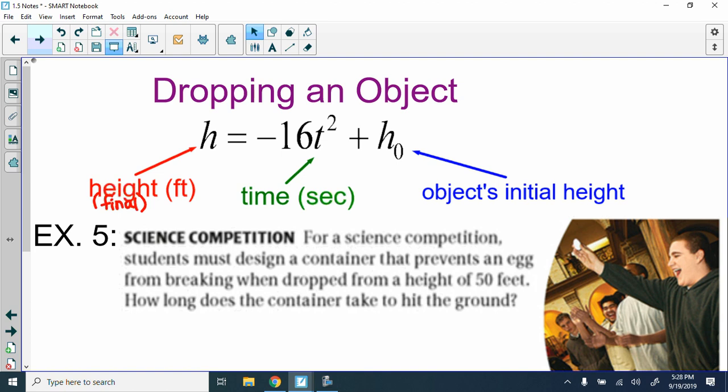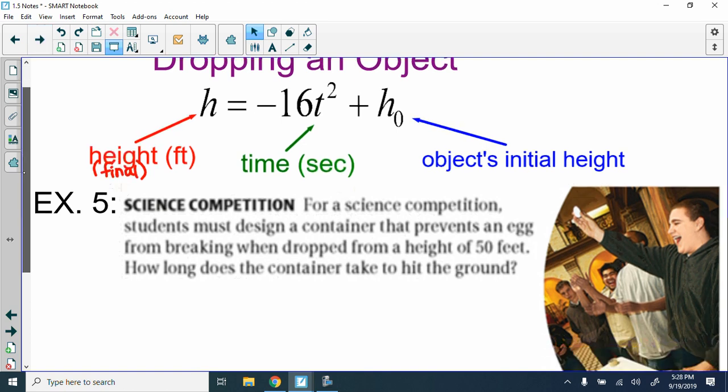Later we'll talk about what happens if we throw an object, like a football, or we kick a soccer ball, or let's say we spike a volleyball. We'll talk about all those. Okay, so taking that equation, we're going to use it.